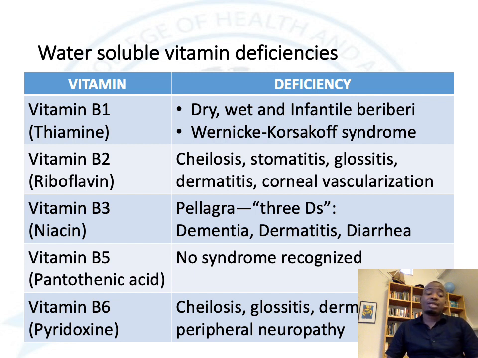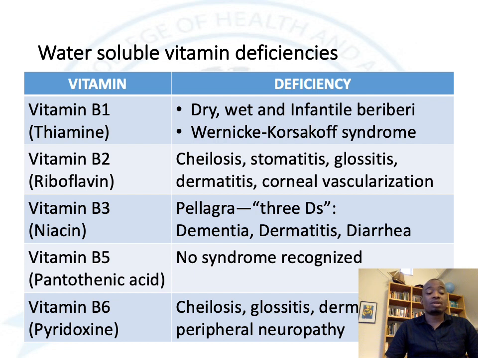Water-soluble vitamins include vitamin B2, B1, B3, B5, B6 and more. If vitamin B1 is not there, you get dry, wet and infantile beriberi and Wernicke-Korsakoff syndrome, which mostly happens in people who take alcohol. Vitamin B2 deficiency can cause cheilosis, stomatitis, glossitis of the tongue, dermatitis and corneal vascularization. All this again is very dangerous in the body.